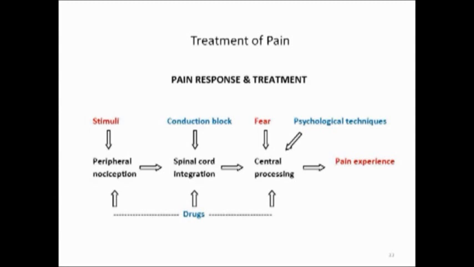Treatment of pain. The principle of pain treatment can be divided into three target areas. They are peripheral nerve receptors, spinal cord, and the brain, where the pain excitatory receptors or pain inhibitory receptors can be modulated by drugs or psychological technique.